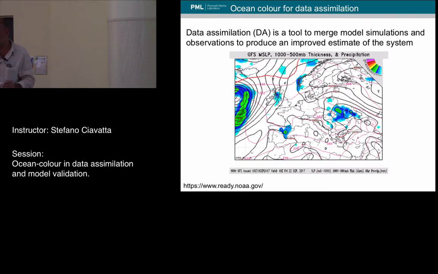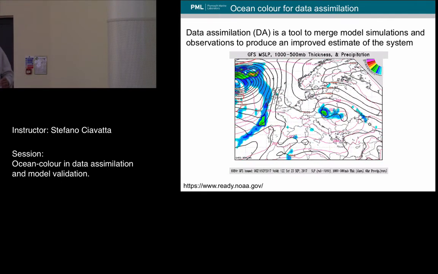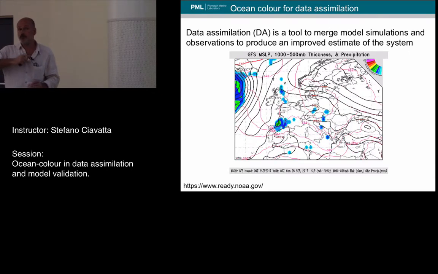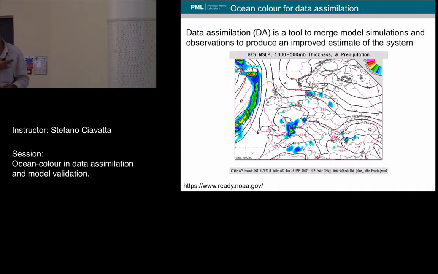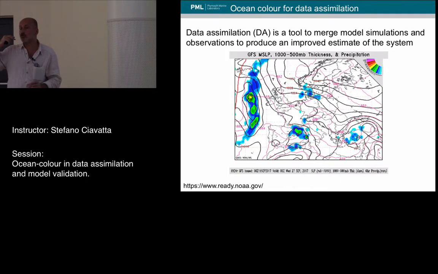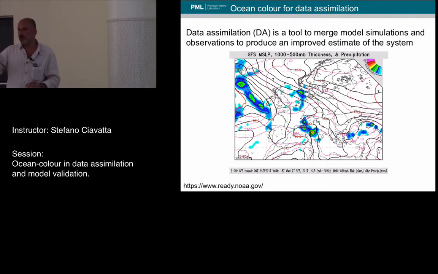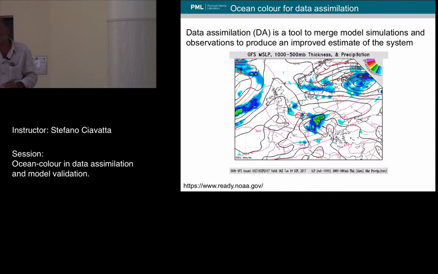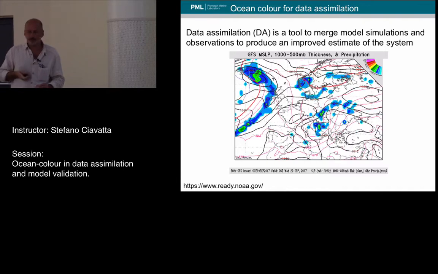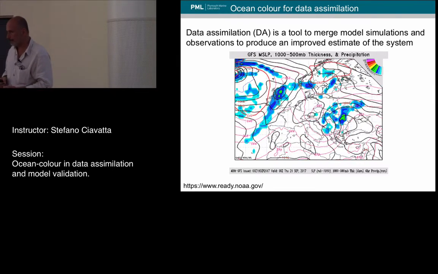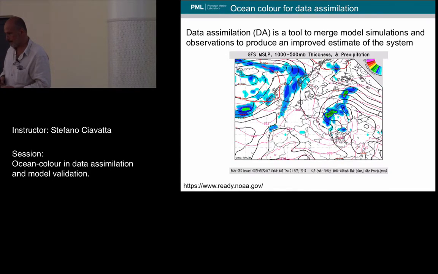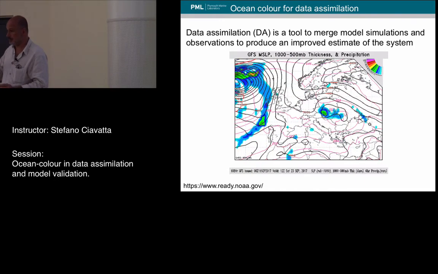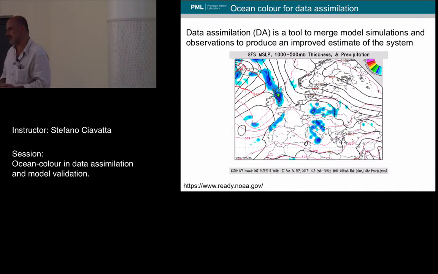Data simulation is a tool to merge model simulation and observation to produce better estimates of the state of the system. Estimates that can be for the future in operational forecasting, weather prediction, or for the past, where we have so-called reanalysis, where we run a model for the past using data that we have already collected, to get a better estimate of what was going on in the past. I will focus mostly on this, reanalysis, looking at the past. And we are using some in situ measurements as model input. Is it possible to use in situ data in data simulation? Yes, yes.